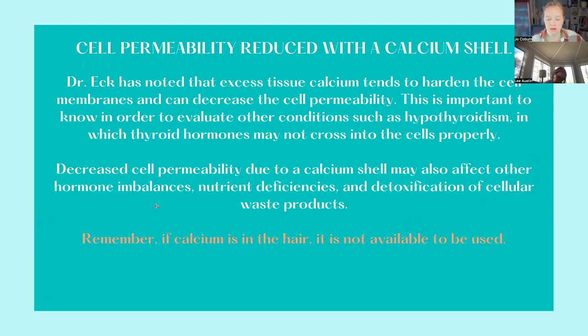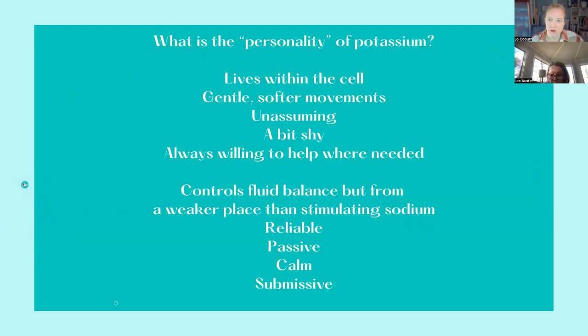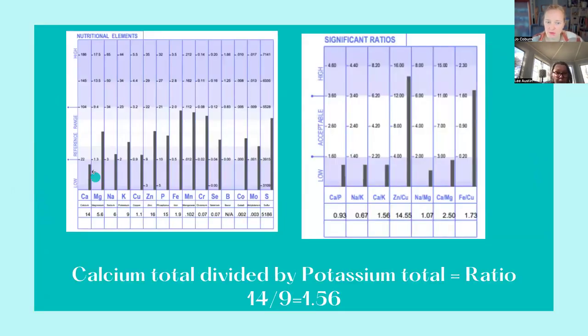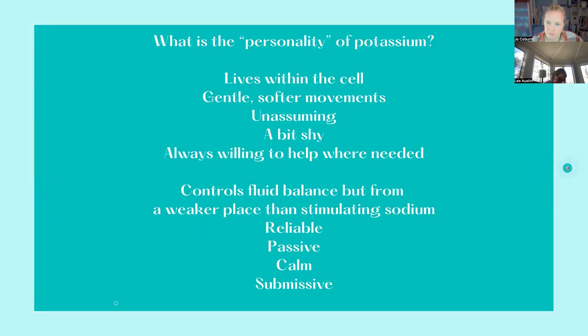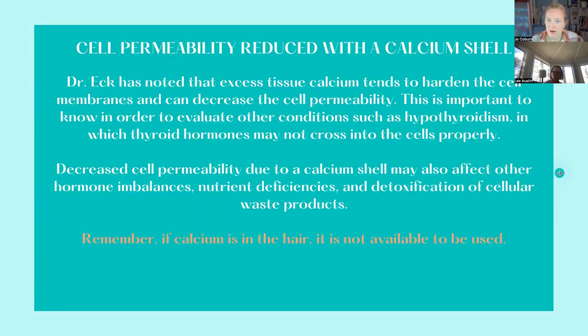So when calcium is high, right, you're looking at this calcium potassium ratio. I always want to make sure that we know what we're talking about here. So when you're looking at calcium to potassium, what happens when you have a high level of calcium? And you have that calcium shell, maybe cell permeability is going to be reduced when you have a calcium shell.